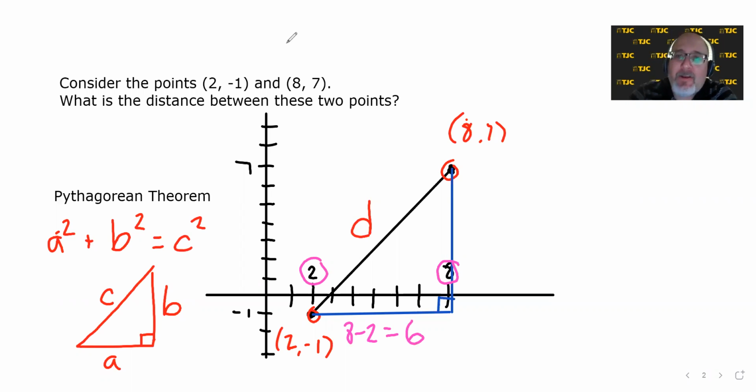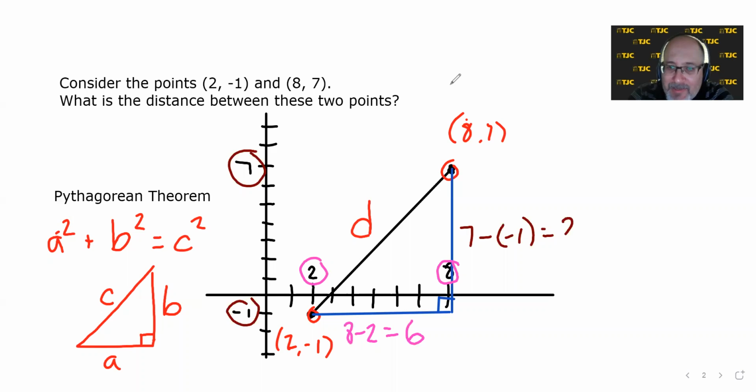And as far as the side on the right, we can do the exact same thing, and that's going from -1 to 7. And if we did the same subtraction problem, 7 minus -1, then we would get that the length of that side of the triangle is 8. You could also just look over here and go, well, that's 8 spaces. But it won't always be practical to look over on the y-axis or the x-axis and count spaces. However, we can always do a subtraction problem.